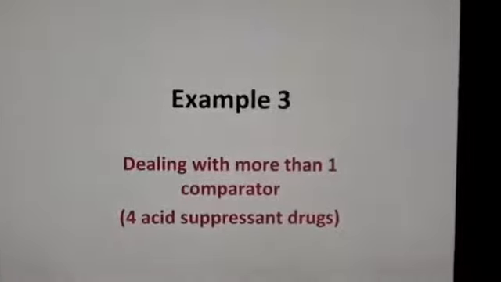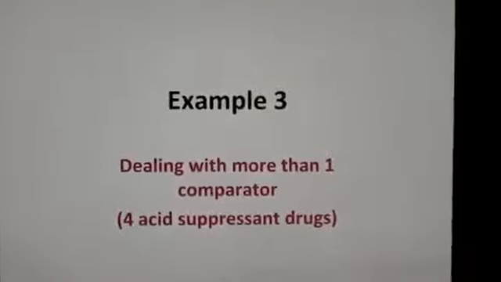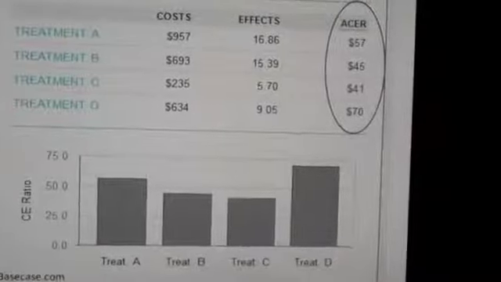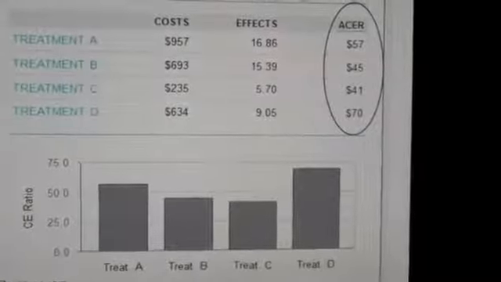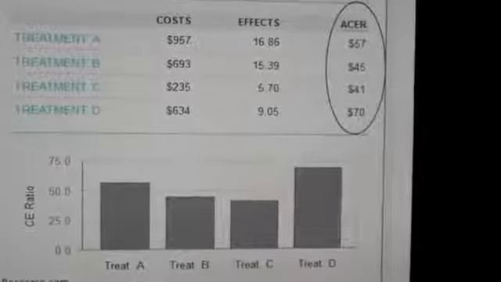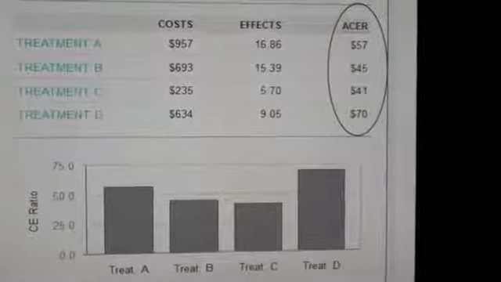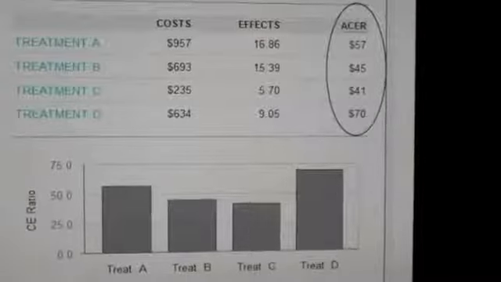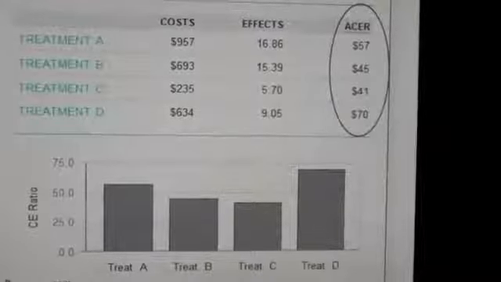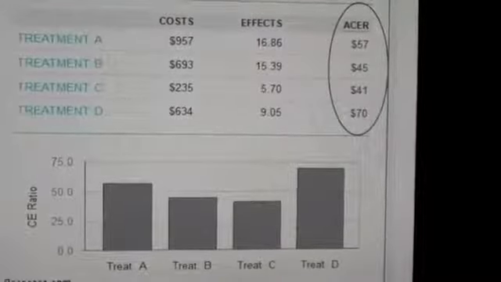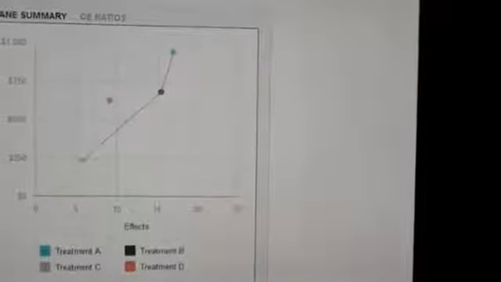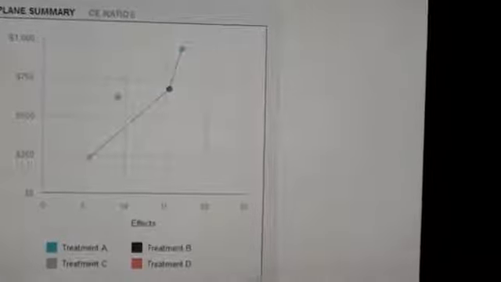Example 3. Let's say we had more than one comparative, for example, 4 acid suppressant drugs. Well, what we can do is line them up, calculate all their costs, calculate their average effects. Here we're talking about number of disease-free days. And yes, we can calculate their ACER for each individual drug, but of course we're not going to stop there, and neither are we going to make a decision based on that ACER. What we need to do is actually plot the cost per effect, or the ACER for each of those drugs, on the cost effectiveness plane.